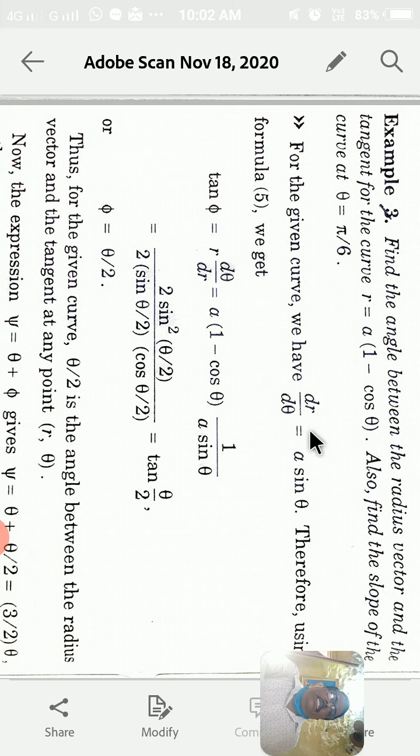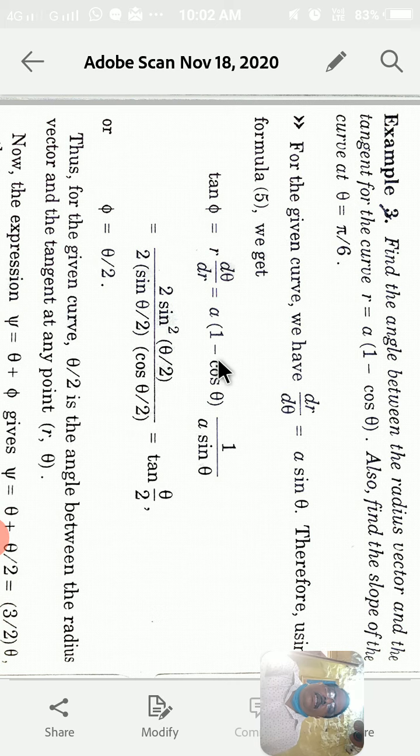Now dr by d theta is equal to, a is constant, and the differentiation of 1 is 0. Next, minus, the differentiation of cos theta is minus sin theta, so minus and minus becomes plus, and it gives a sin theta. So dr by d theta is equal to a sin theta. Therefore tan phi is equal to r into d theta by dr, where r is a into 1 minus cos theta, and d theta by dr is 1 by dr by d theta, which is 1 by a sin theta. Here a and a get cancelled.